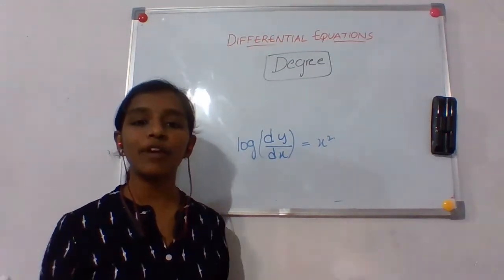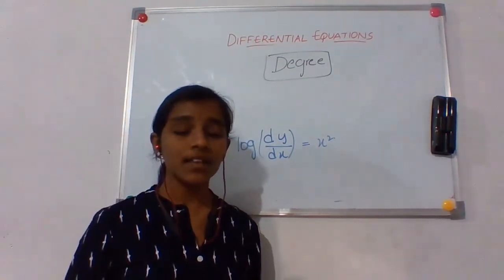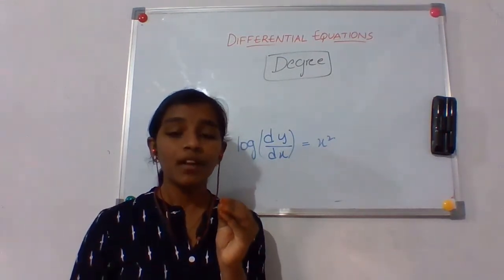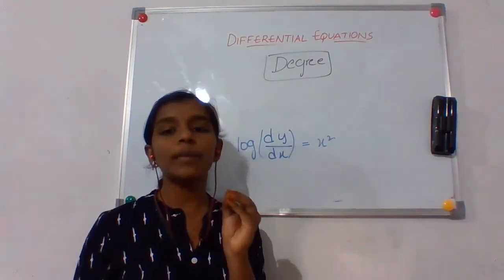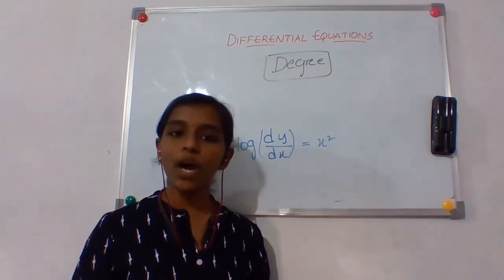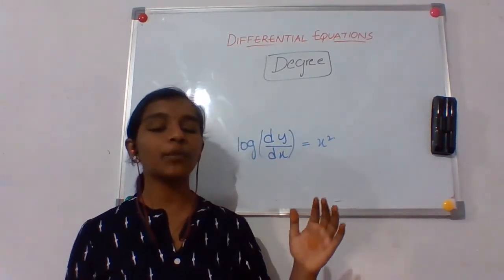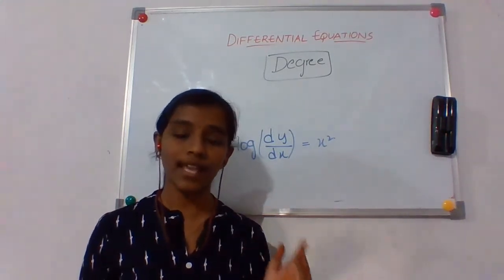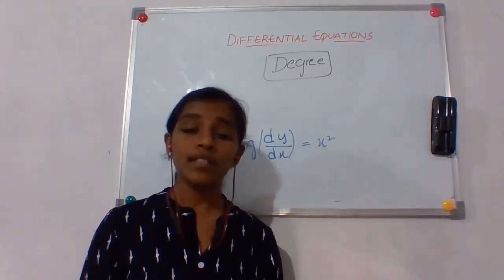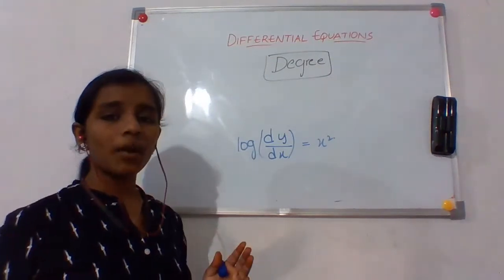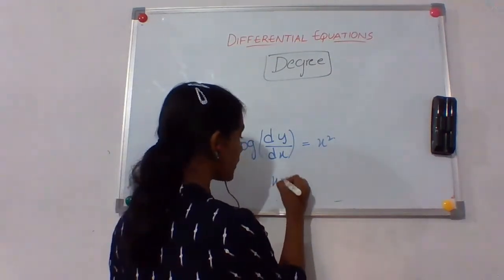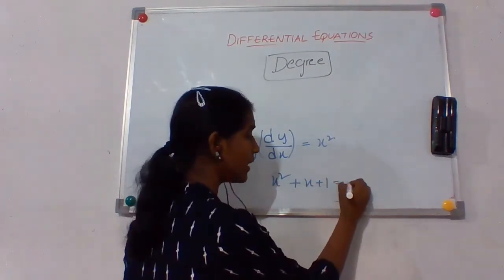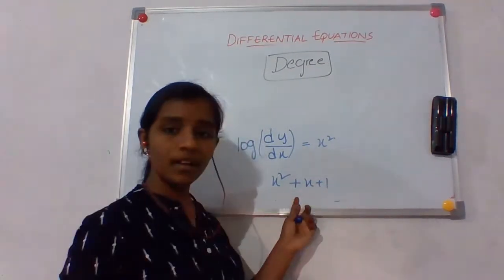It is undefined. Why? Because you can only define the degree of a differential equation which is in its polynomial form. You know what a polynomial is, right? You have studied it right from your 8th, 9th, and 10th, all these years, even into second year. A polynomial is in this form, some x square plus x plus 1. This is a polynomial, right?